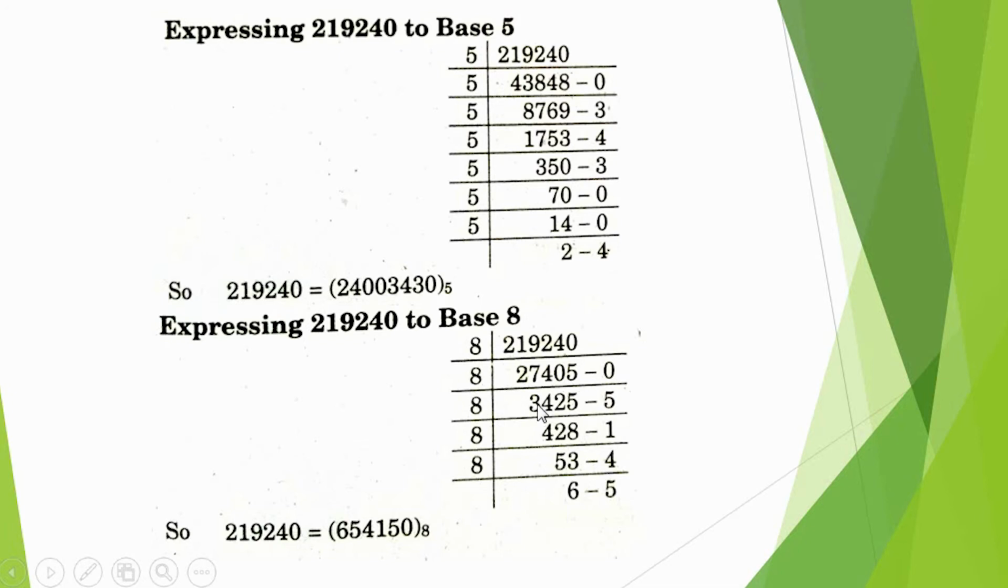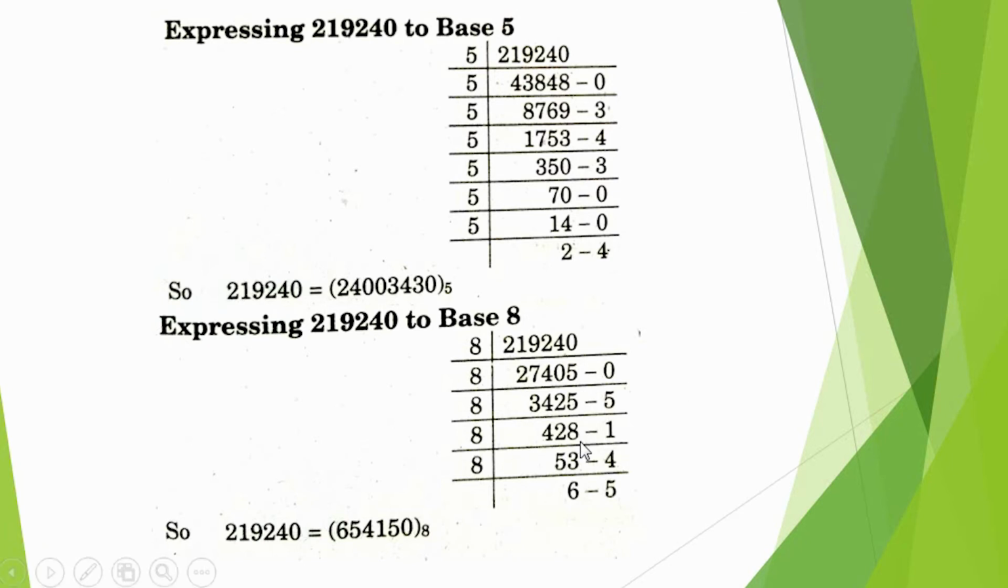8 2s are 16. 8 7s are 56. 8 4s are 32. 4 is less than 8. 8 5s are 40. Now 8 3s are 24. Now this 4 becomes 34. 8 4s are 32. 0 becomes 20. 8 2s are 16. 5 becomes 45. 8 5s are 40 and 5 becomes carry.